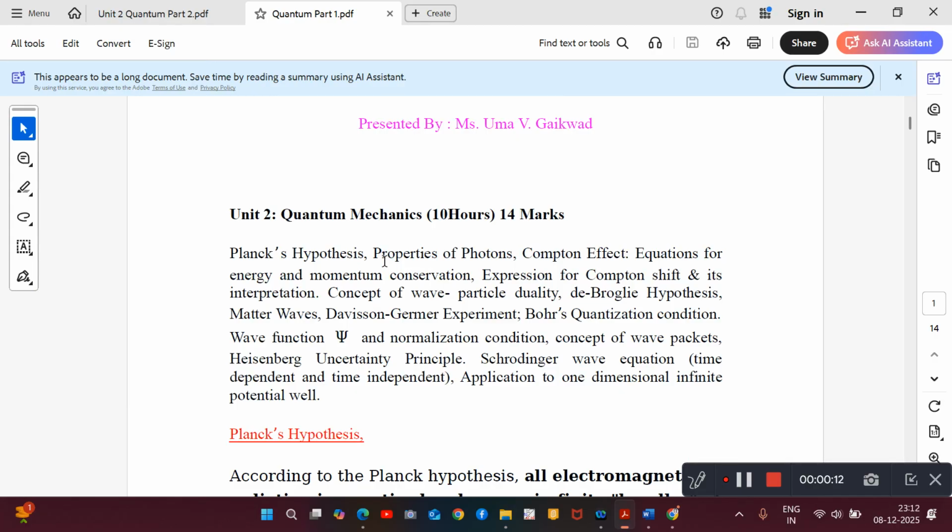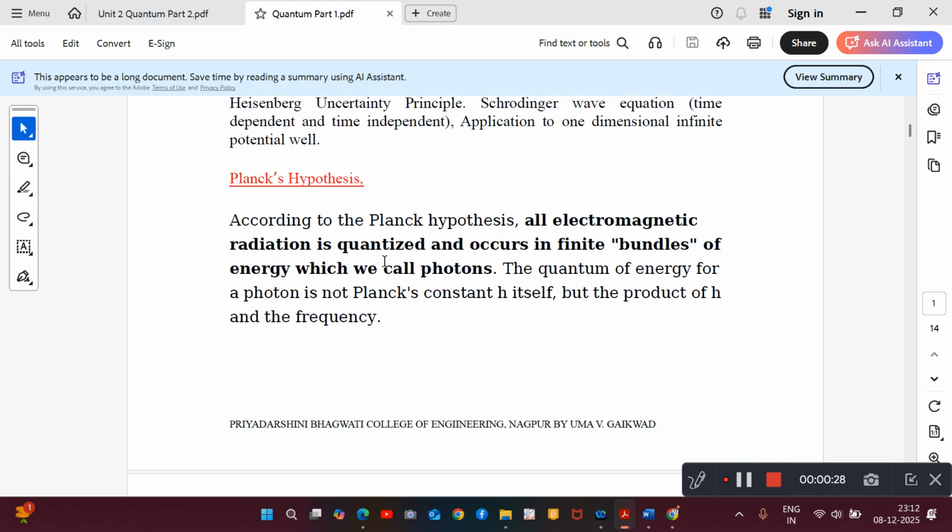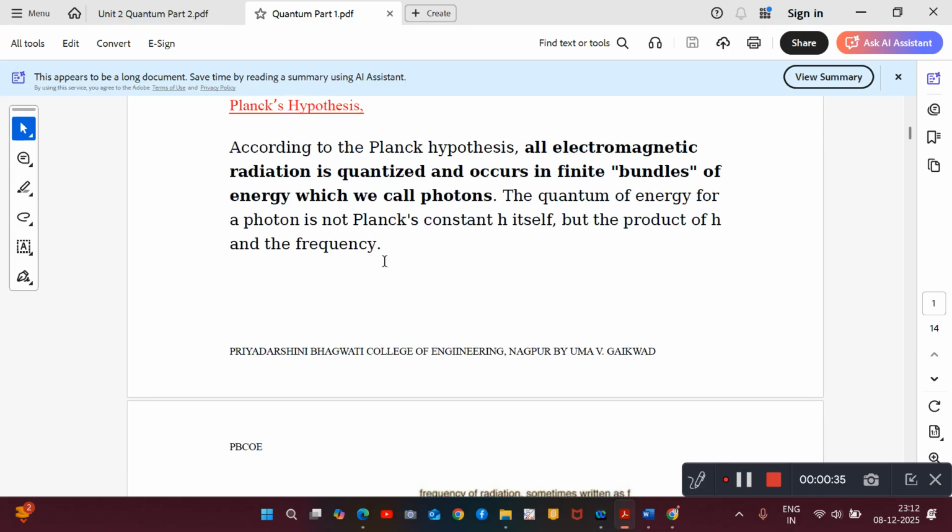Good morning, students. This is our unit 4, which was earlier called quantum mechanics, but according to our autonomous syllabus, it is called modern physics. Here we have already discussed Planck's hypothesis also. Planck's hypothesis is all about electromagnetic radiation, which is quantized and occurs in finite bundles of energy which are called photons.